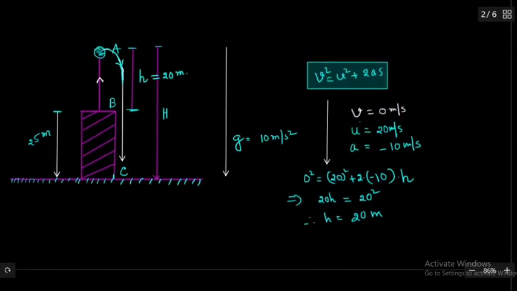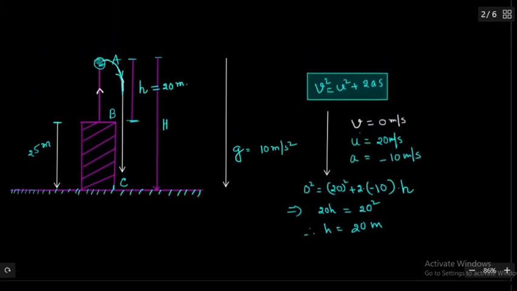So next question, what we have to do is we have to calculate the total flying time of the ball. That means it will go up, again it will start falling, and it will come to the ground. So in this process the total flying time of the ball we have to calculate.